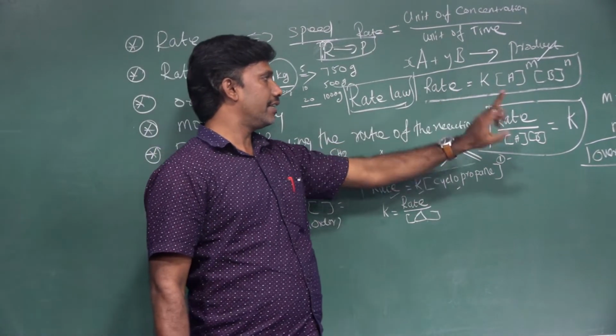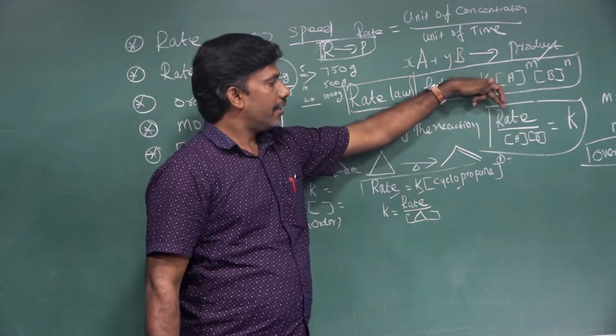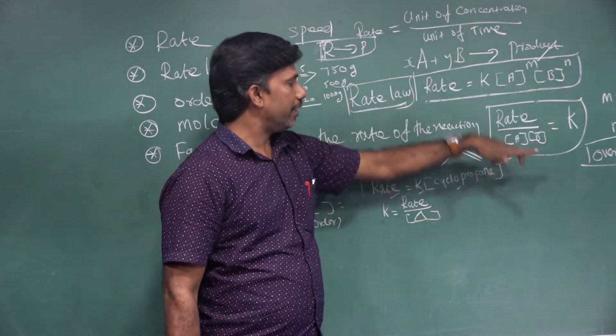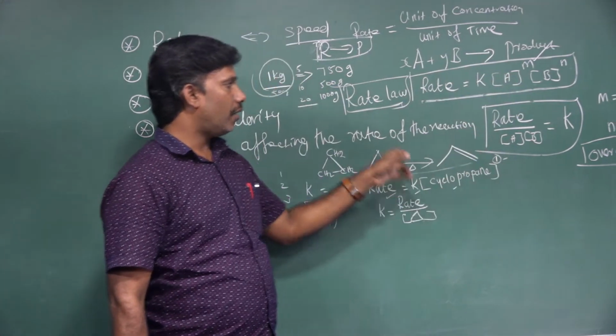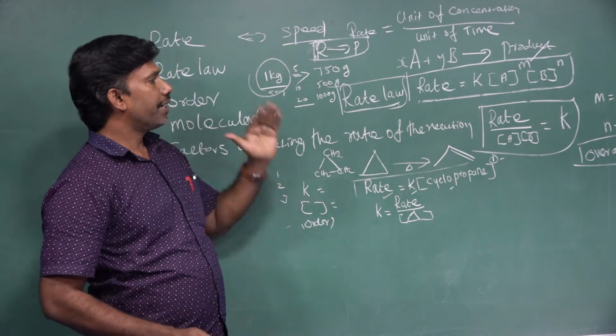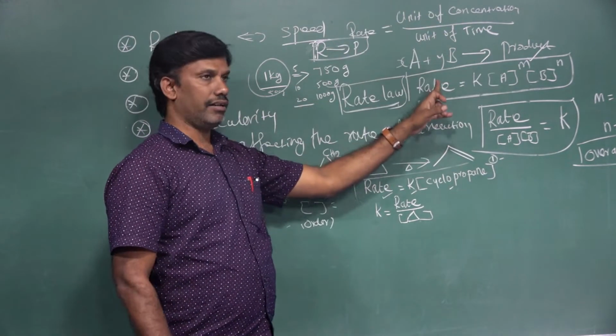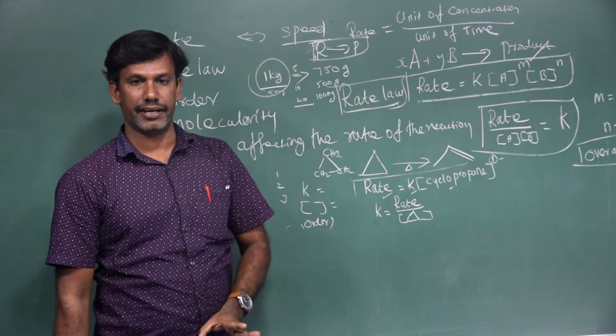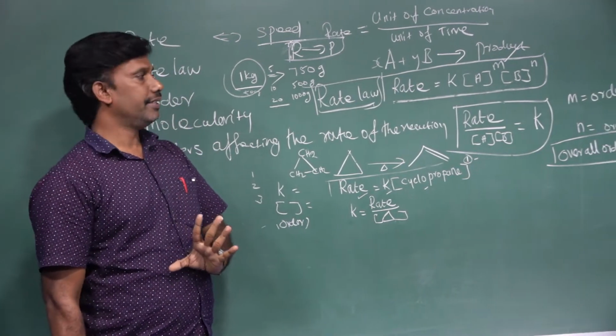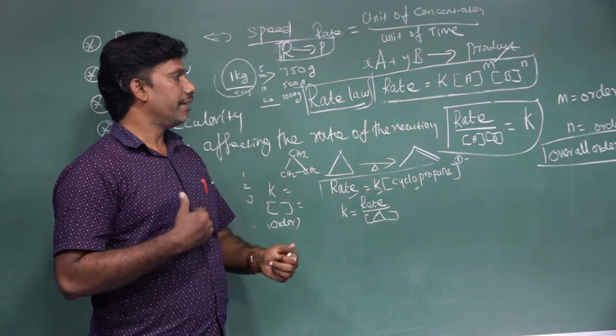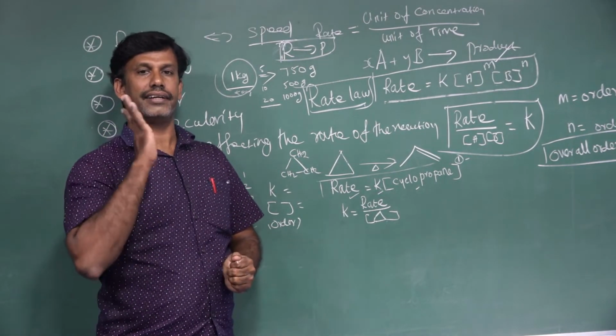From this we can calculate the rate constant. Rate constant is nothing but K. K can be obtained from the rate divided by the concentration. Then order. Order is nothing but the sum of the powers of the concentration in a rate law. That is not theoretical data, that is experimental data. Now let us see the comparison between the rate and rate constant.